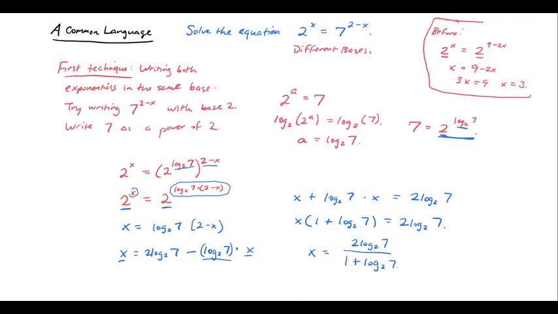And I could even calculate that, figure out what that is. Now for this, if I wanted to calculate this using just a good old-fashioned scientific calculator, I'd probably need to do a little bit more work. I'd probably need to rewrite this as 2 times natural log of 7 over natural log of 2, over 1 plus natural log 7 over natural log 2. Here I'm using a change of base formula.